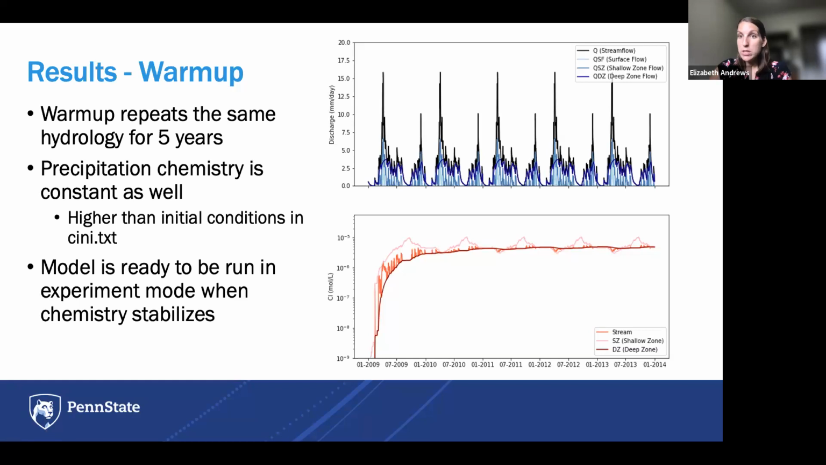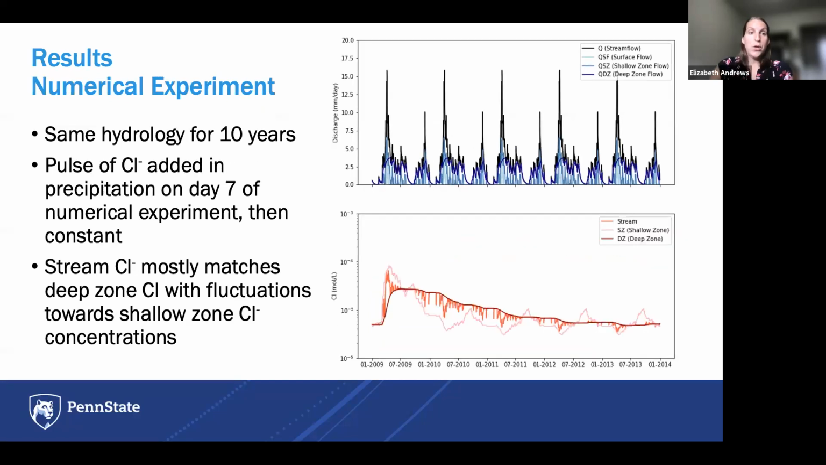We did the numerical experiment. This was just the warm-up period. And then we had it do the numerical experiment where we injected a smaller amount of a larger amount of chloride on day 7 of the numerical experiment period. So this was run for 10 years. I'm only showing 5 in these plots, but the same hydrology was now run for 10 years.